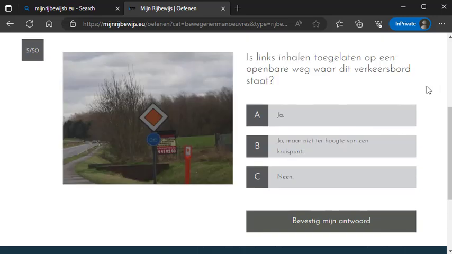The next question is, are you allowed to overtake at a priority road where you see this traffic sign? This traffic sign indicates that it's a priority road. Are you allowed to make an overtake? Option A is yes. Option B is yes, but not at cross points. Option C is no. So the answer is yes. When you are on a priority road, you're allowed to make an overtake. All the other traffic will give priority to you.